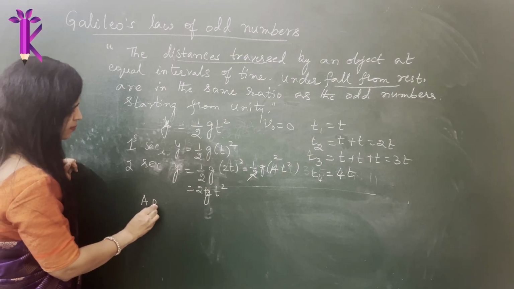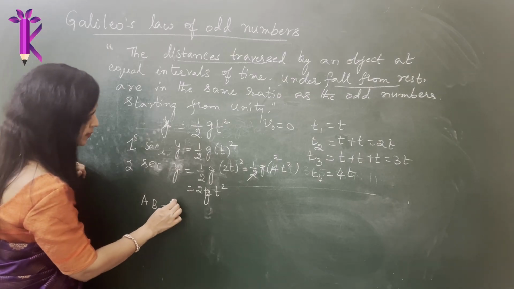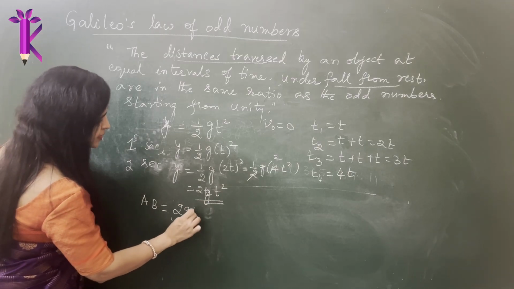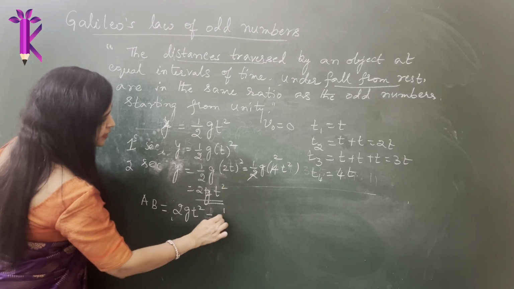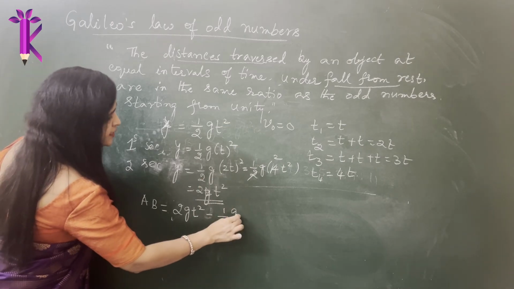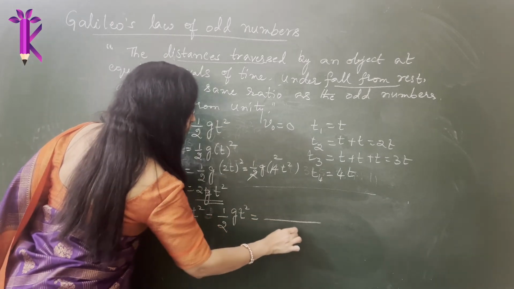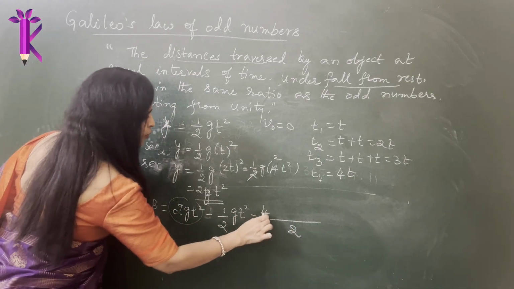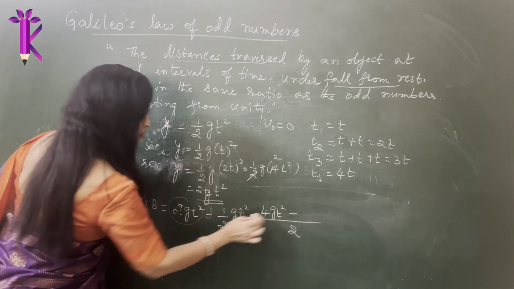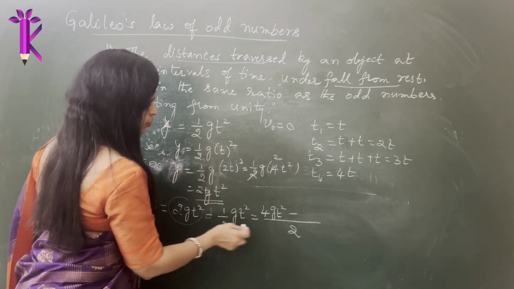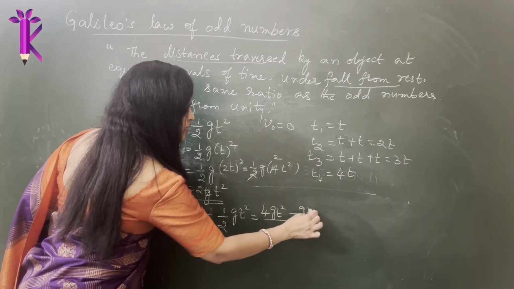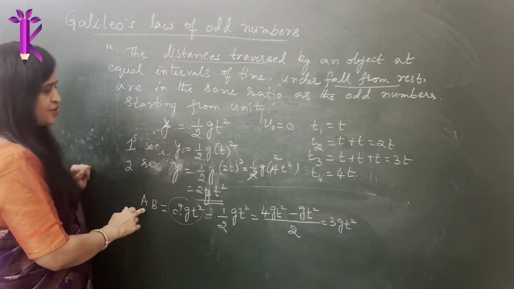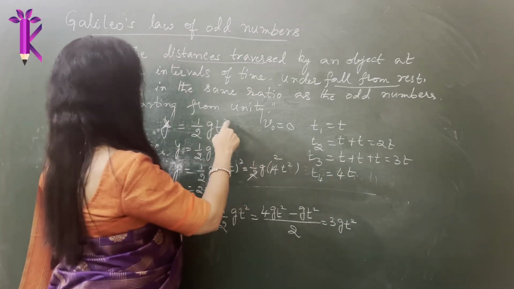Now let's calculate the distance traveled during the first second and the second. The distance traveled AB, during the second, will be this minus: during the second it traveled a distance of 2gt square, minus during the first second it traveled a distance of half gt square. Let's take the LCM, it is 2. Multiply the LCM with this number: 2 times 2 is 4gt square, minus half into 2, the 2 and 2 get cancelled, so you remain with gt square. So this is going to be 3gt square. You already got the ratio, so that distance is 1:3, which we wrote.